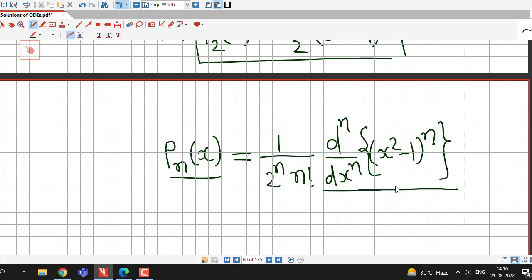So if you are good at derivatives, you can easily derive the expressions for this type of polynomials of different degree. So I stop here.